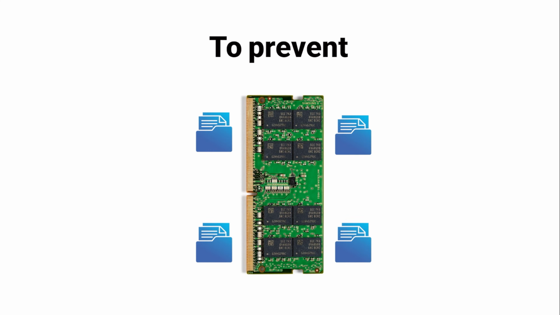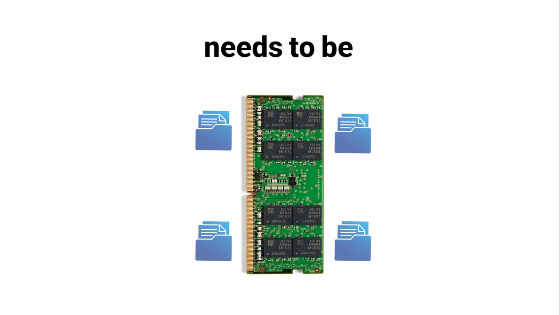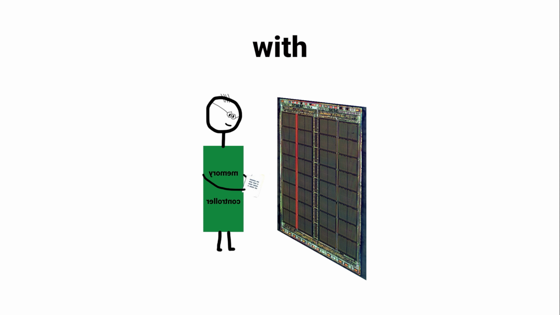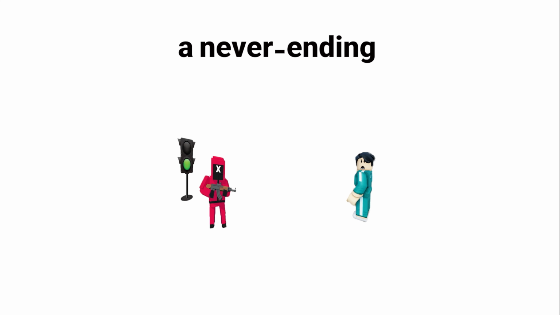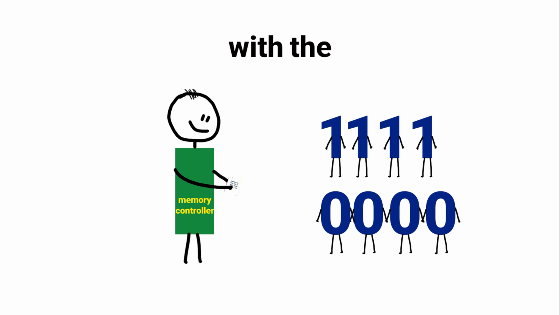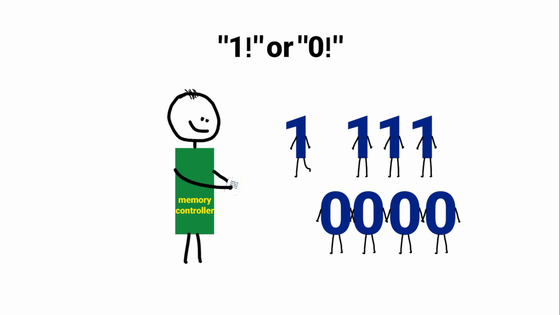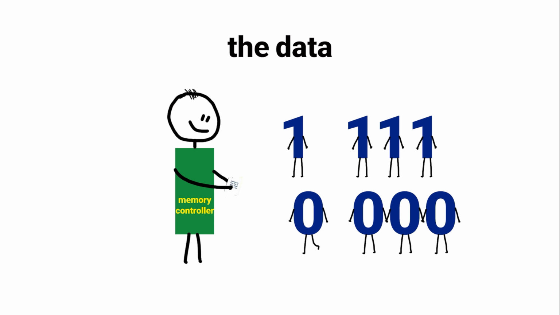a typical day at the NSA. To prevent data loss, DRAM needs to be constantly refreshed, with the memory controller periodically reading and rewriting the contents of each cell. It's kind of like a never-ending game of red light, green light, with the memory controller constantly shouting 1 or 0 to keep the data in line.